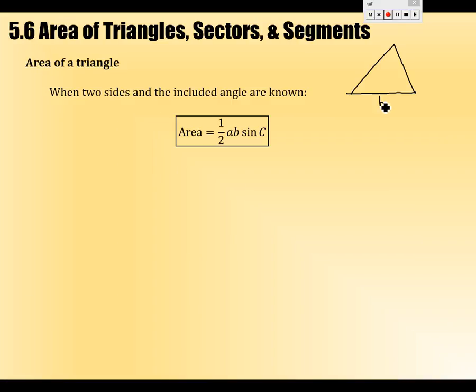Base B, let's call it B, and we'll call this angle C over here. And we'll call this side A, and this will be side C. I won't label it though. The traditional formula would tell you that the area of this triangle is 1/2 BH, right?